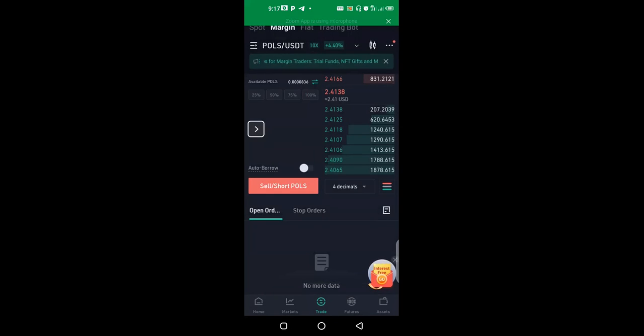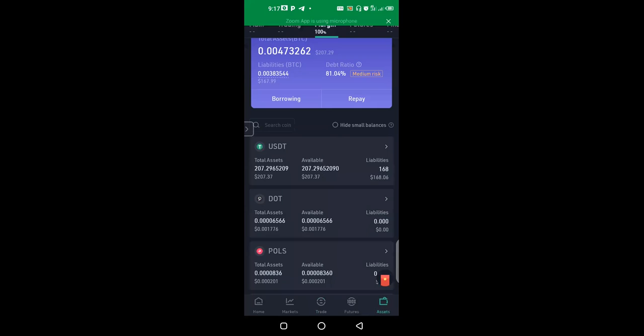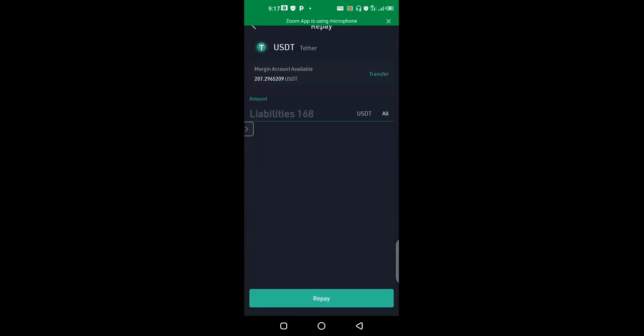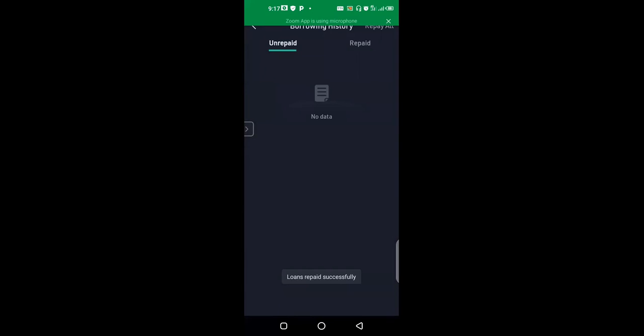Then go to assets. Then click on repay, up there, top right corner. Repay. That one that is shining green. Click on all. Repay. Then go back to your account.